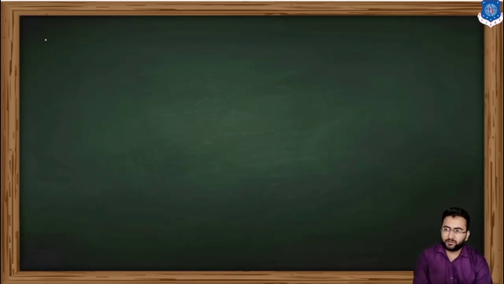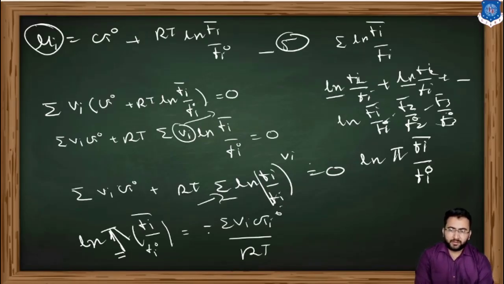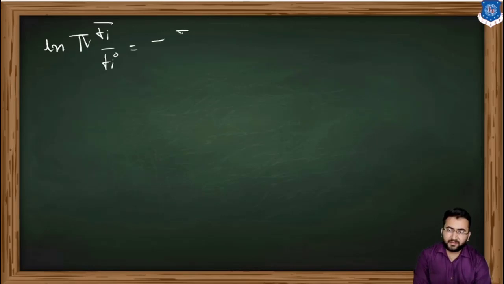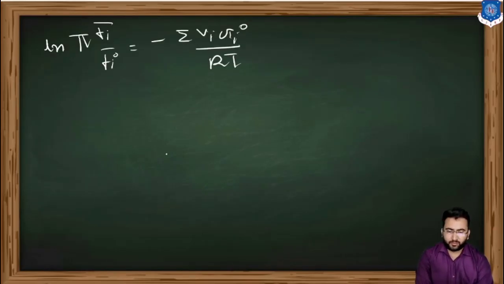Okay, so this equation becomes like this: ln pi of Fi bar upon Fi naught is equal to minus summation of Vi Gi naught upon RT. So this equation becomes like this, where the significance of capital pi, which I already told you, is the product over all species i.